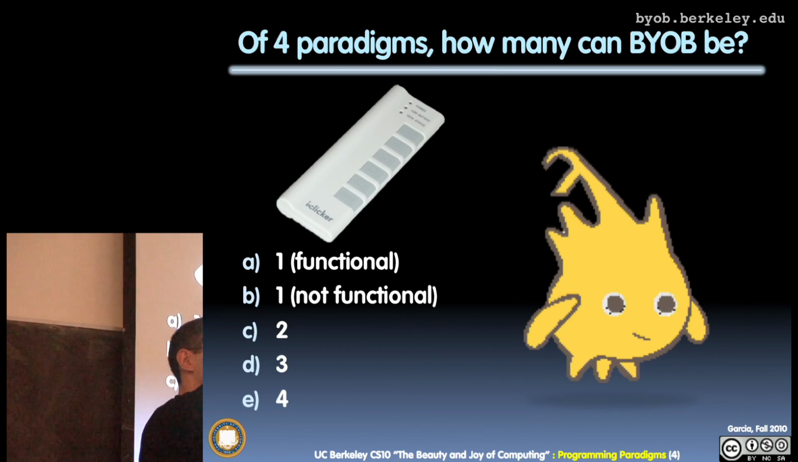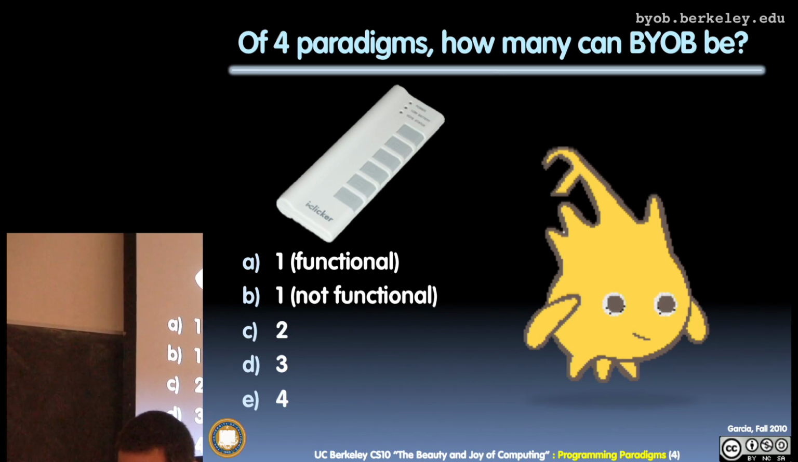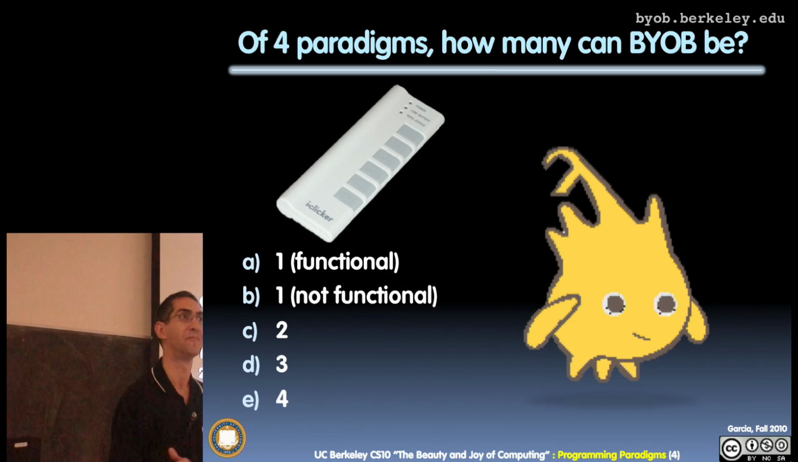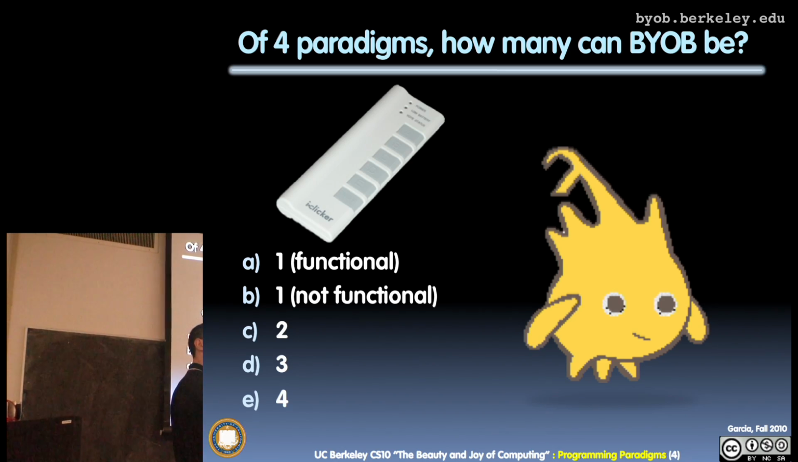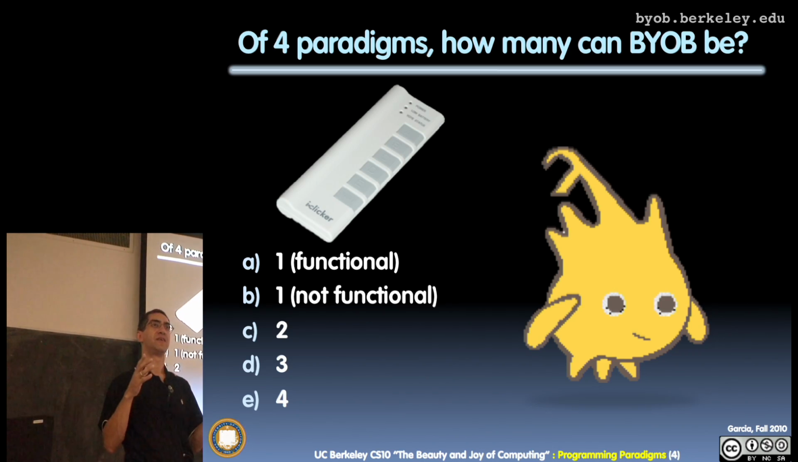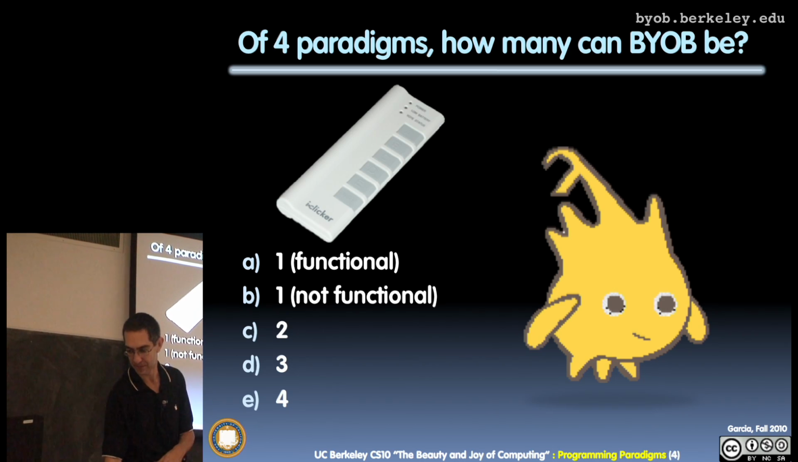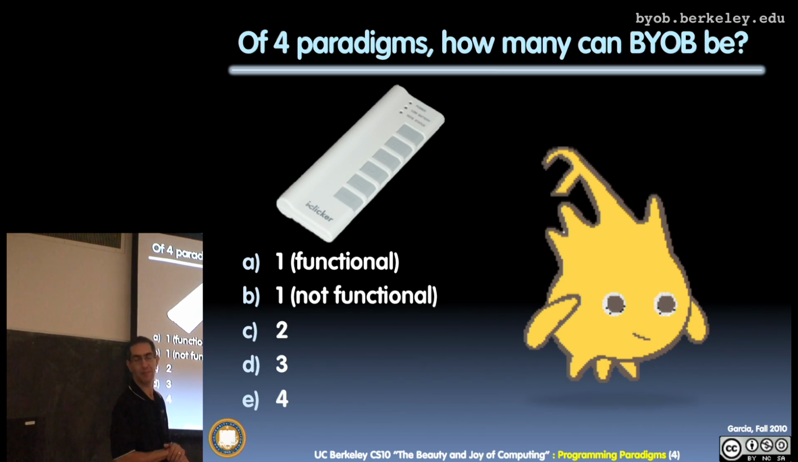So, clickers. Let's get the clickers out, and I will launch it now. And the question is, of the 4 paradigms, how many can BYOB be? You know that Scratch is the early version of the programming environment you're using, and we're moving to BYOB where you can build your own functions. So, how many can BYOB be?